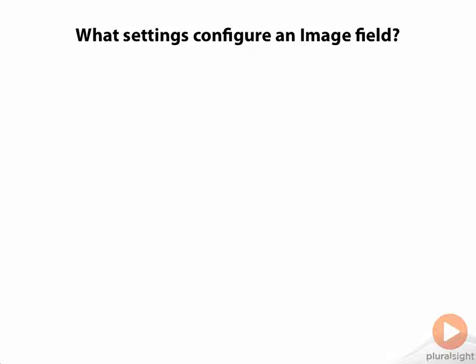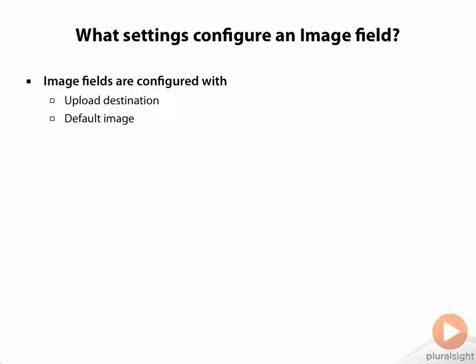When you configure an image field for a content type, there are several additional settings beyond the standard settings. You can set a specific upload destination. You could configure a default image. You can configure what file extensions will be allowed during the upload. You can also specify a subdirectory to be used in the default file upload directory, as we'll see.